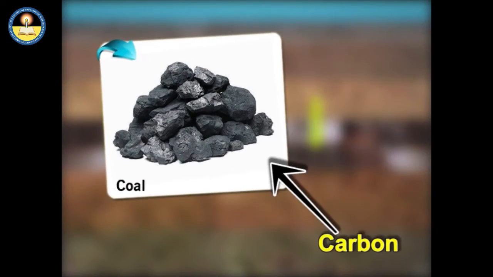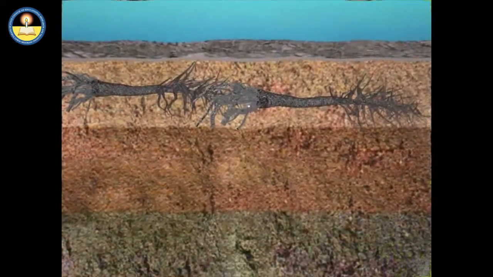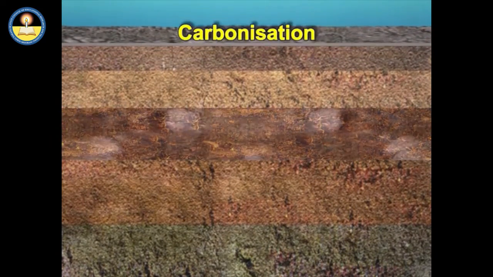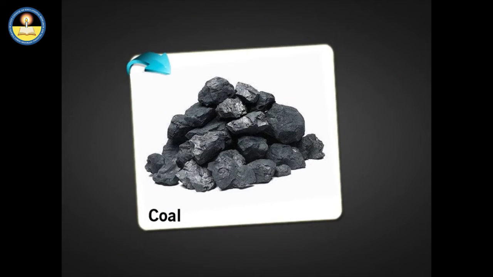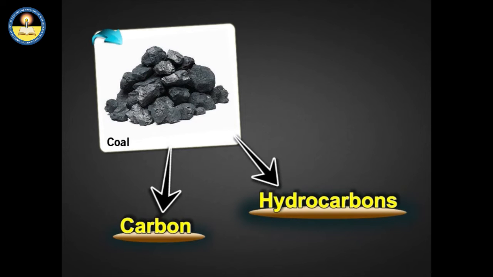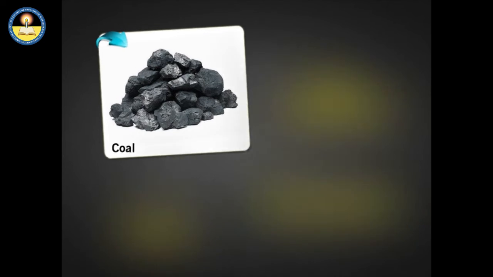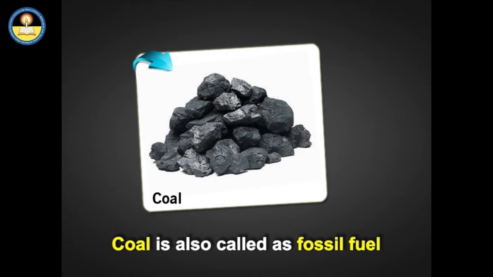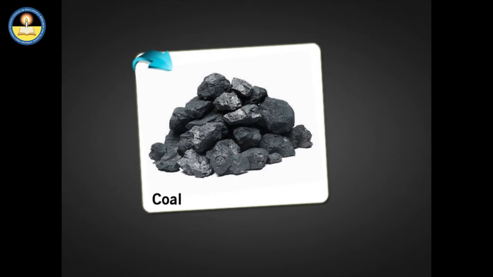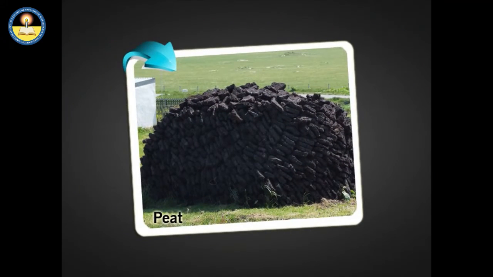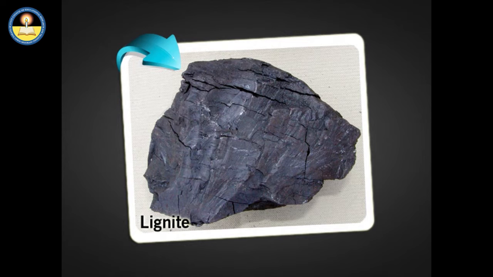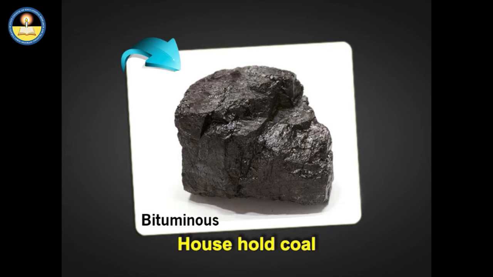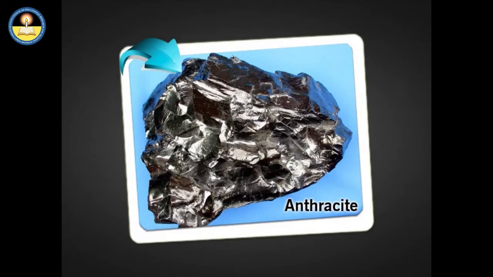As coal contains mainly carbon, the slow process of conversion of dead vegetation into coal is called carbonization. Coal is a mixture of carbon, hydrocarbons and other compounds. Since it is formed from the remains of vegetation, coal is also called a fossil fuel. Common varieties of coal include peat, lignite, that is a soft coal, bituminous, also known as household coal, and anthracite, known as hard coal.